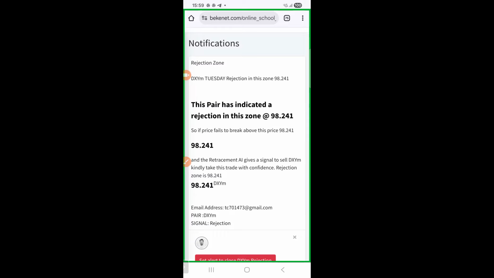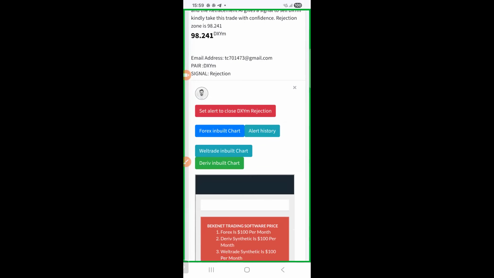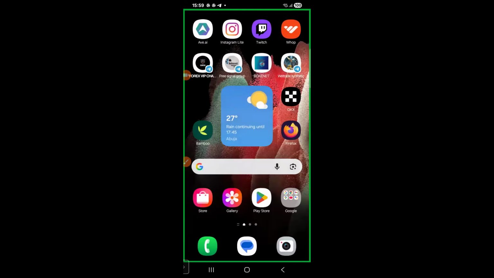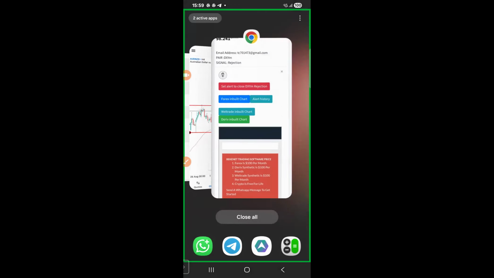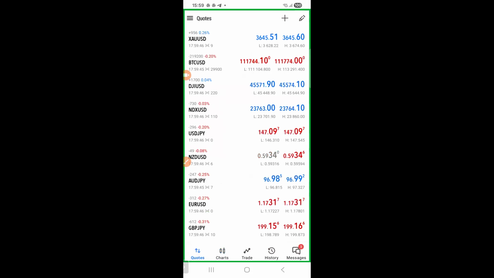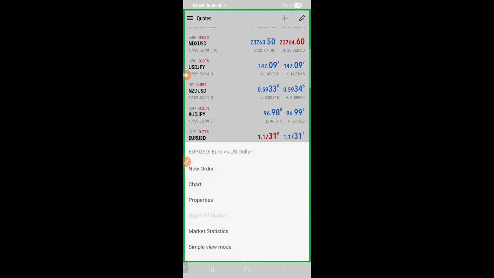Which one is this? DXY. Okay, this is a rejection zone. So if I check, that means you will have been buying anything that holds USD. That means you will have been selling Euro USD. So if you look at it, you will have been selling Euro USD when the signal was given. Let's look at it. Euro USD, right? Where's Euro USD? Here we go. You will have been selling Euro USD.